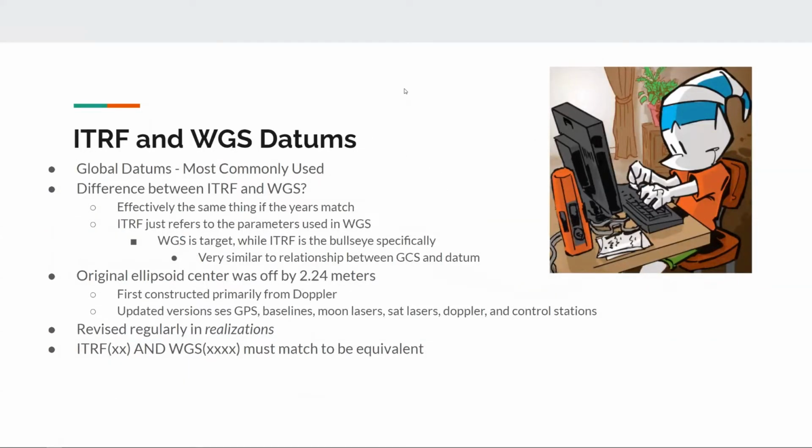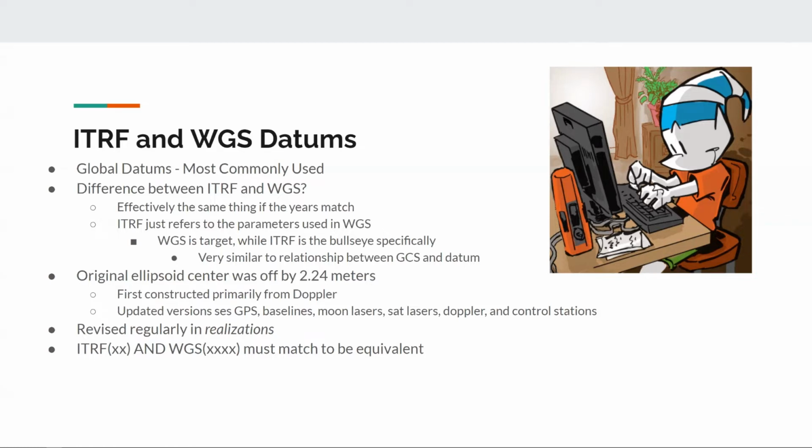All right, so ITRF and WGS datums. Outside of the surveying world, these are what's used almost 100% of the time. These are global datums. This is what you're probably using on your phone all the time, what you see as the coordinates on Google Maps. This is used in almost every application. You probably see WGS 84 a lot, but you want to see ITRF along with it as well.